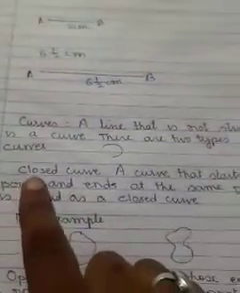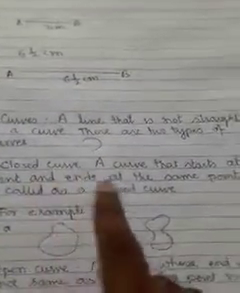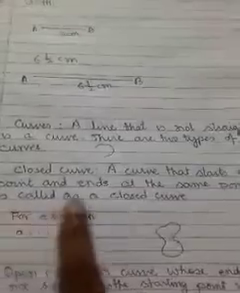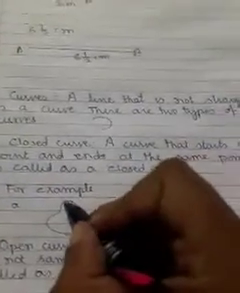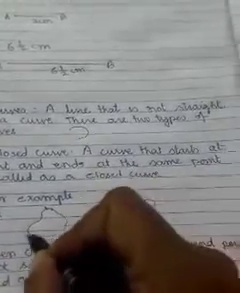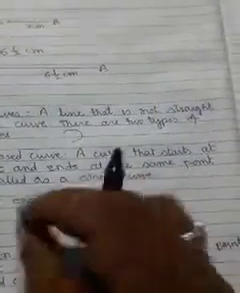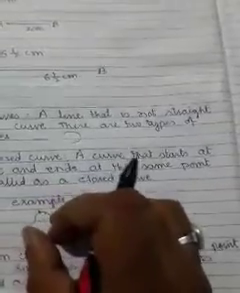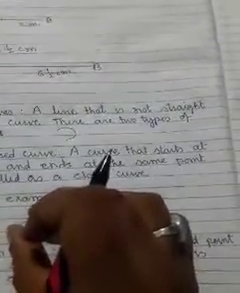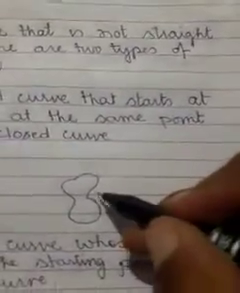What are these? Closed curve: a curve that starts at a point and ends at the same point is called a closed curve. Suppose I started drawing a curve from this. I draw and I end here. Means there is no gap. It is totally closed. So we can say it is a closed curve. This is also a closed curve.